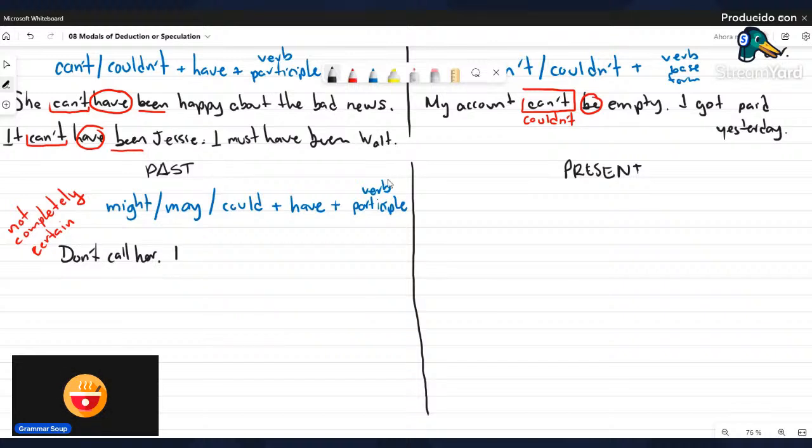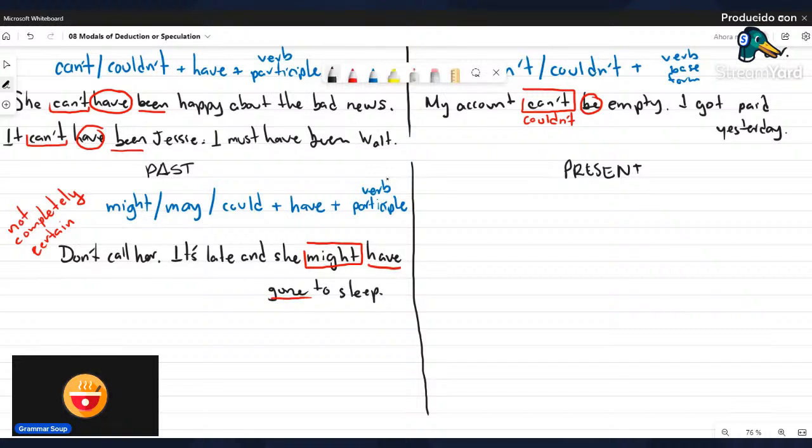It's late, and she might have gone to sleep already. Yes, she might have gone to sleep, right? So as you can see here, I'm using the modal verb might. Yes, I'm using the auxiliary and I'm using the verb in participle.